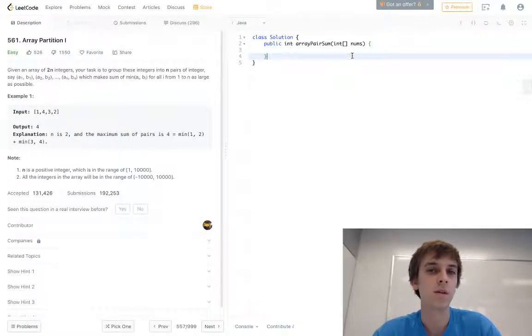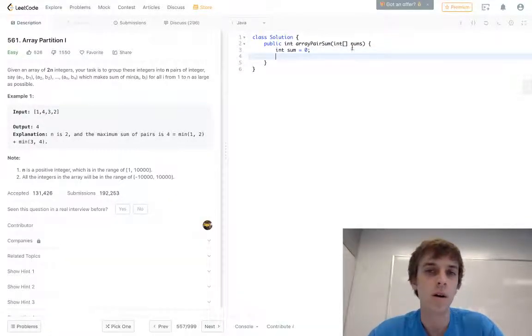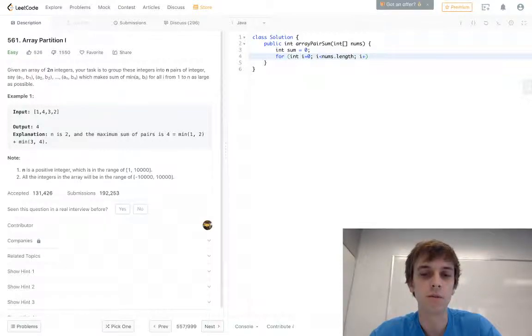We're just going to have this int sum. I wouldn't normally use the word sum because it's built into some languages, but I don't think it is in Java, so I'm just going to use it. But you loop through the numbers, skipping by 2. So I'm just going to do plus equals 2.